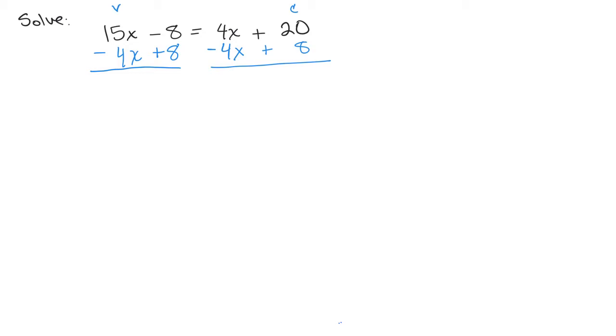You could take 2 steps to do this. First, subtract 4x from both sides and see what you get, and then in the next step, add 8 to both sides, but you could also do it all at once. So on the left-hand side, I have 15x minus 4x, which is going to be 11x. That's plus 0, so I don't need to write that. And on the right-hand side, I have 20 plus 8, which is 28.